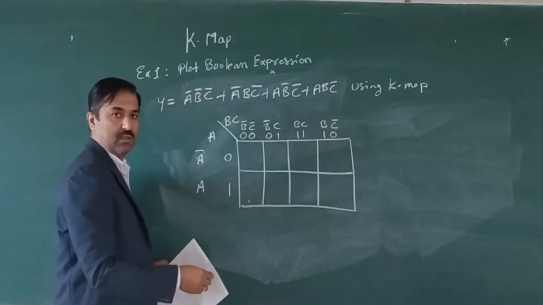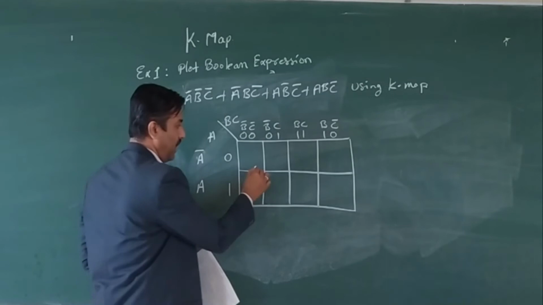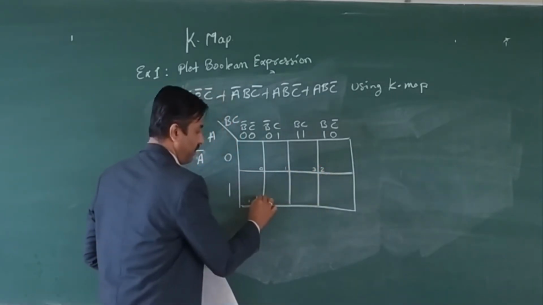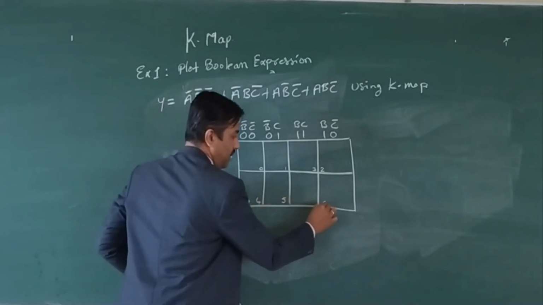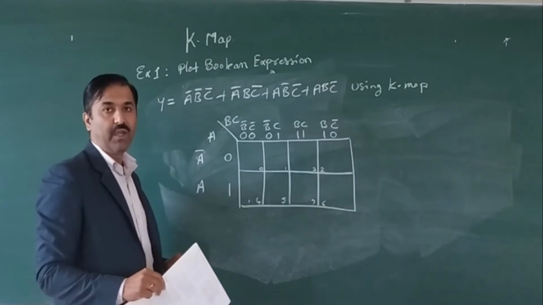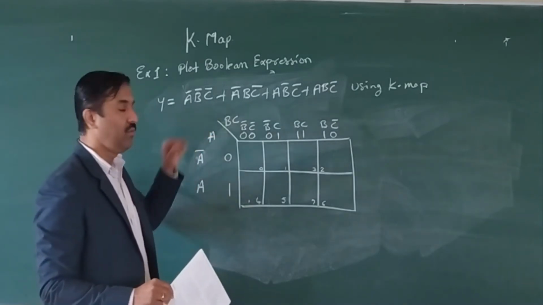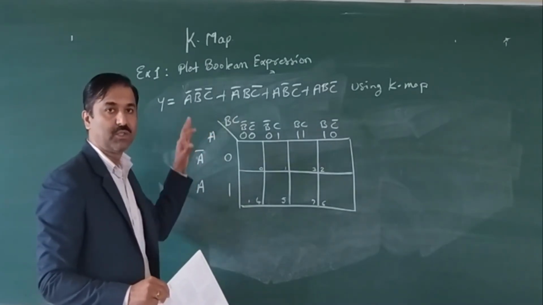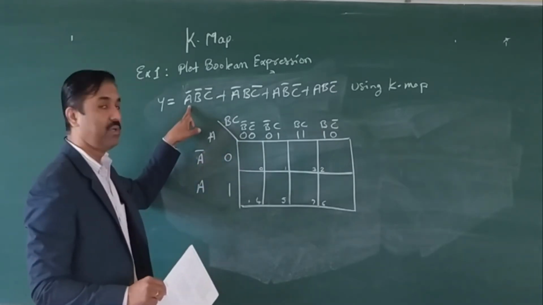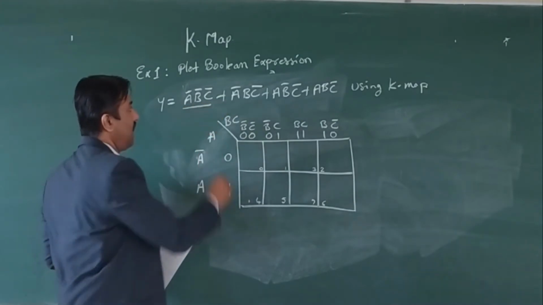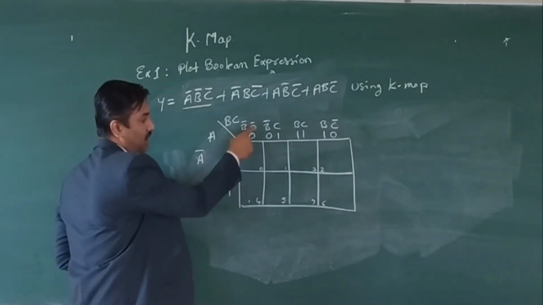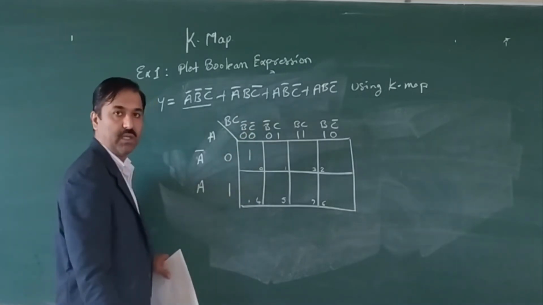Fine. So should I number each cell? Let us practice this: 0, 1, 2, 3, 4, 5, 6 and 7. Now, plotting of K-map is ready. Now we need to put these expressions in the cells by putting a 1 into them. The first product term we have is A bar, B bar, C bar. Yes, put a 1 in that particular cell.